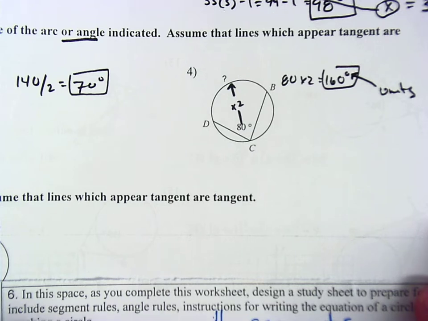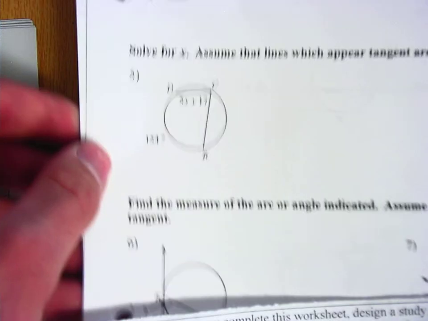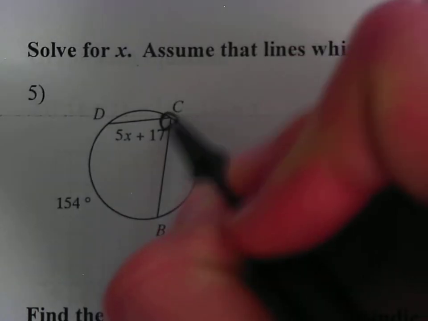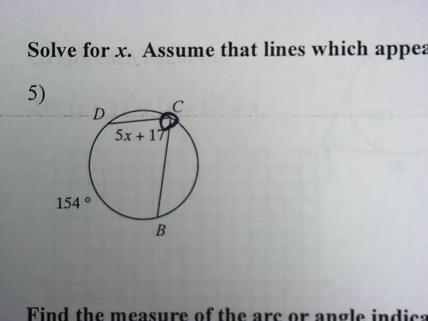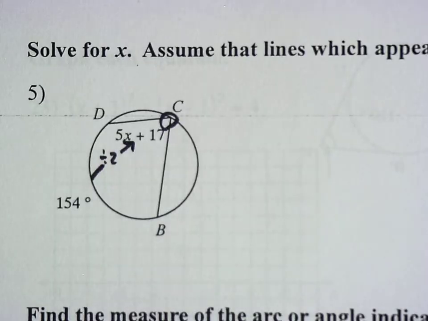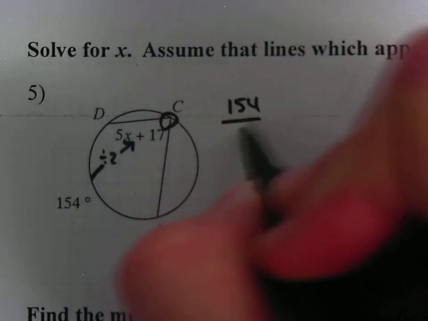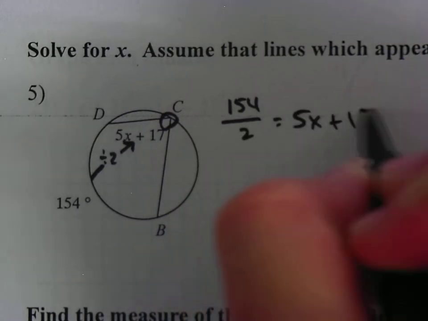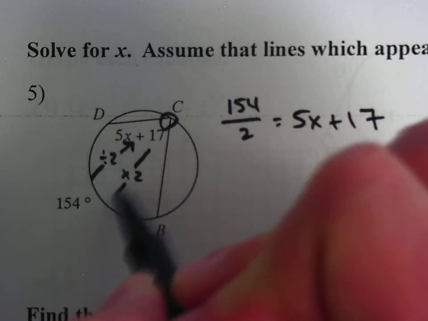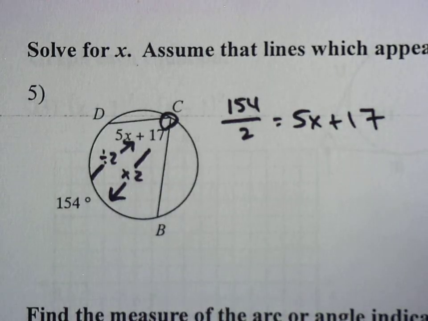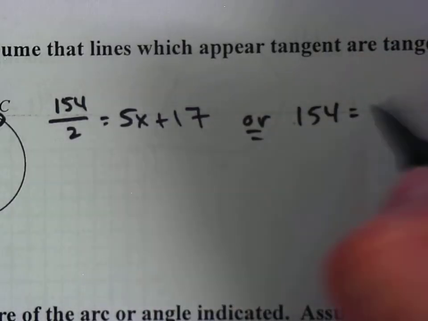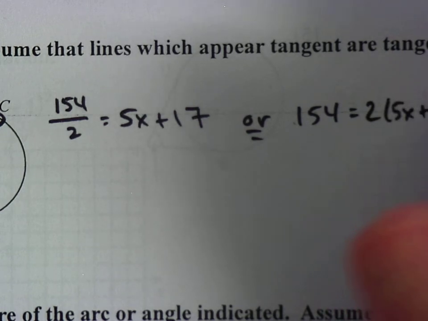Okay. Number 5 is an interesting problem because we also have a vertex that is on the circle. So I know I'm either going to times by 2 or divide by 2. Well, to go from the arc to the angle, I have to divide by 2. So I need to do 154 divided by 2 equals 5x plus 17. The interesting thing about this problem is we can also go the opposite way. We can take that equation and times it by 2. And that would look like this, or 154 equals 2 times that equation right there.